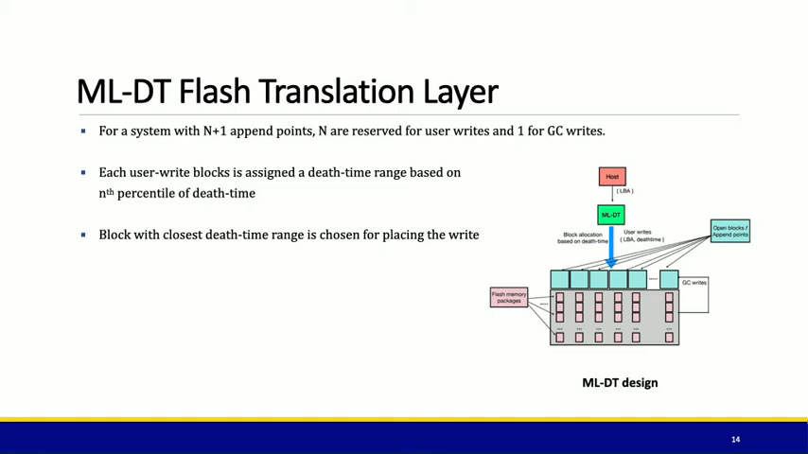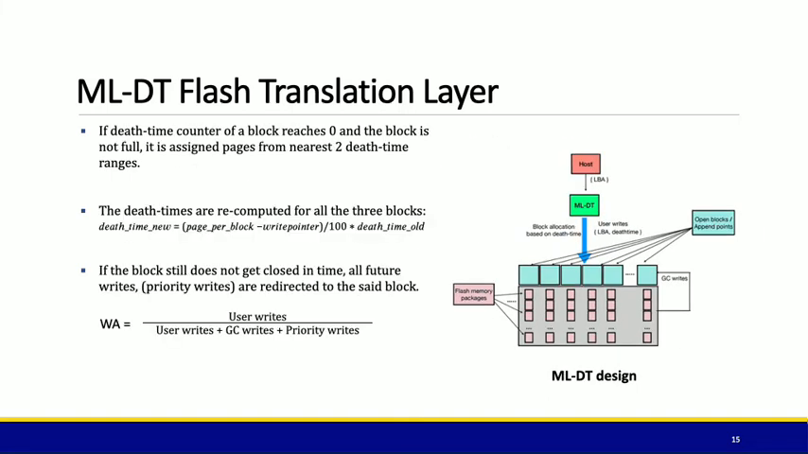The death time ranges are set according to the nth percentile of death times and the number of open blocks for user writes. For example, for a system with 11 blocks, we keep 10 for user writes and 1 for GC writes. Out of the 10 blocks, block 1 will store death time range between value 0 and 10th percentile, block 2 will store death time values between 11th and 20th percentile, and so on. Each block maintains a death time counter which is initialized at the maximum value and decremented for each IO. If the death time range of a block is chosen optimally, the death time counter reaches 0 only when the block is full.